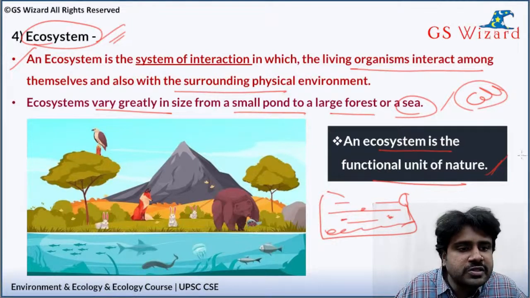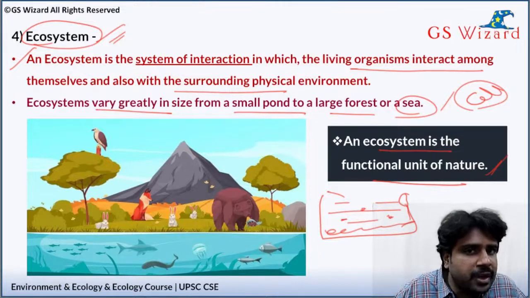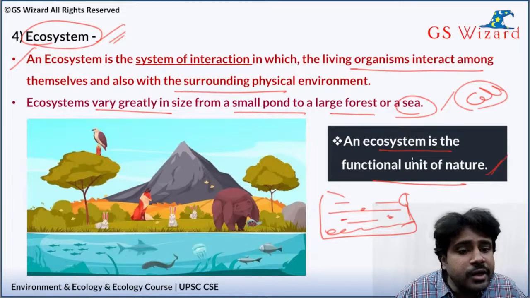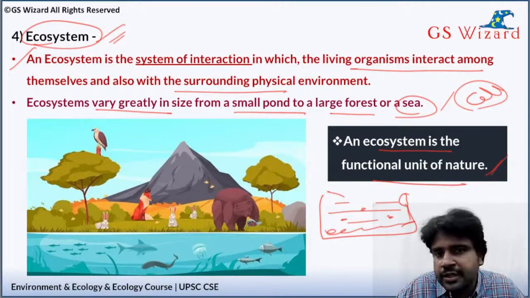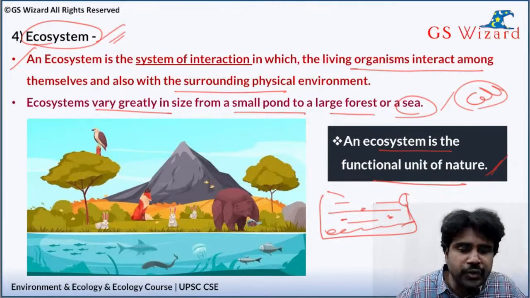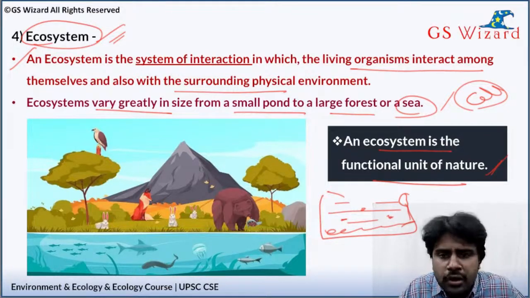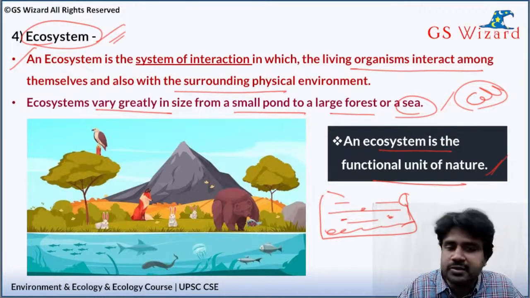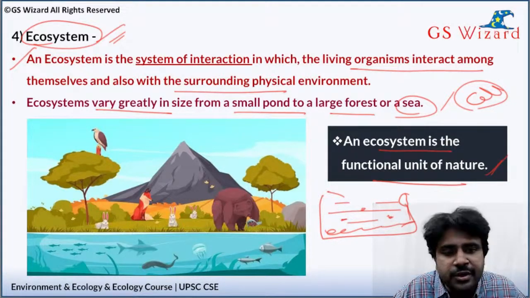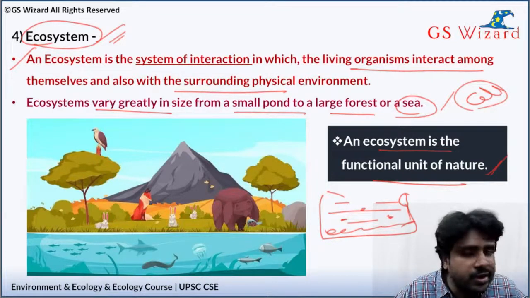Right? So cell is the smallest or most basic living thing. So cell is the functional unit of life. In the same way, ecosystem is the functional unit of nature. When I say nature, it is nothing but a large group of ecosystems together. All the things that happen in nature will also happen in ecosystems. As simple as that. So in that way, ecosystem is the functional unit of nature. Very, very important point.